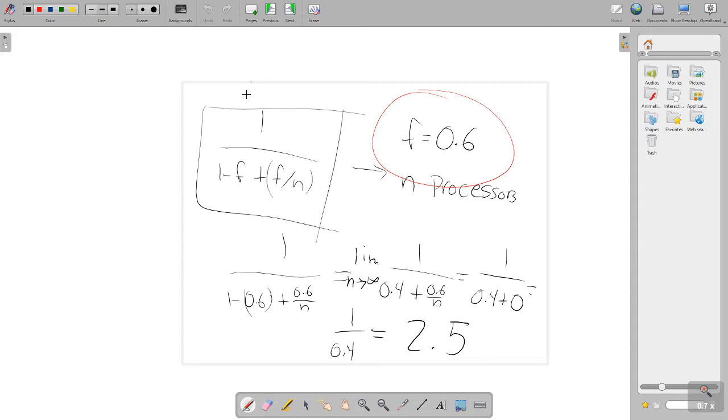F could be variable. Yeah, F is a variable. It depends on your program. It's a constant for your individual program, but it's a variable in the context of Amdahl's law. Okay, yeah. Any other questions about Amdahl's law or anything else from lecture?